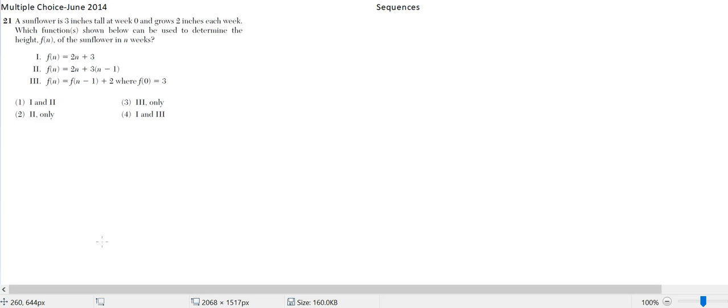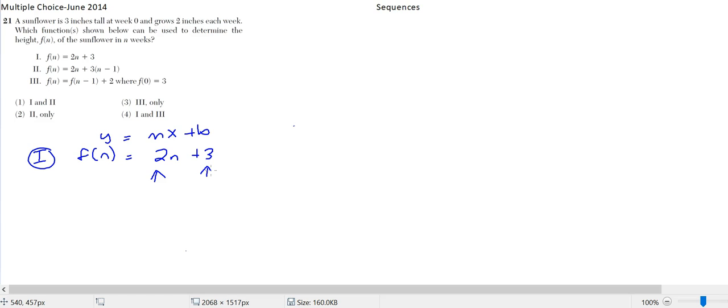This correctly models the situation because it shows f of n, which is the height, is 2 times n plus 3. So this equation is in the form y is equal to mx plus b, where m is the slope or the rate of change, and the rate of change we know is 2 inches per week, so that's this 2 over here. Plus b is the y-intercept, and the y-intercept is the height or the value of the function at x is equal to 0, which is week 0.